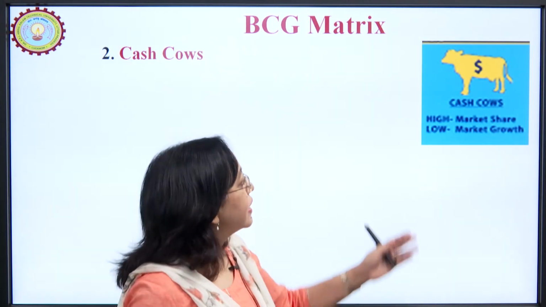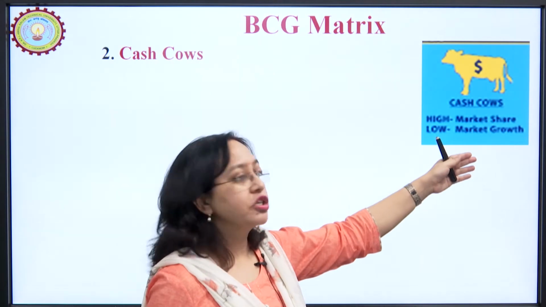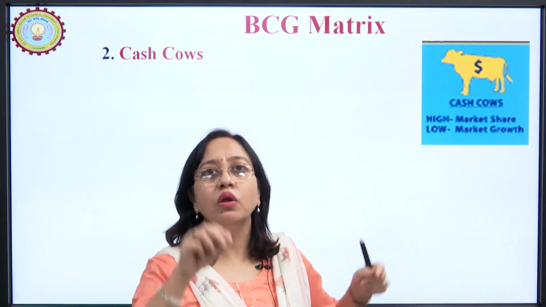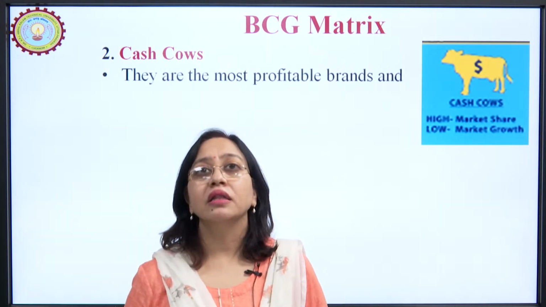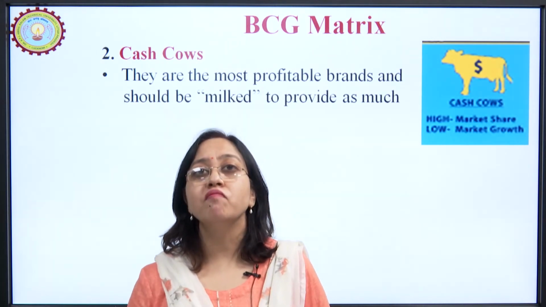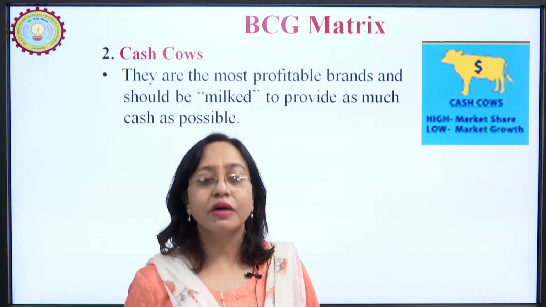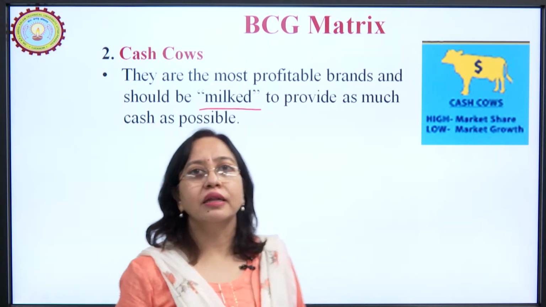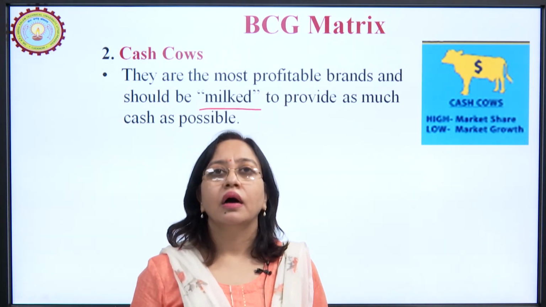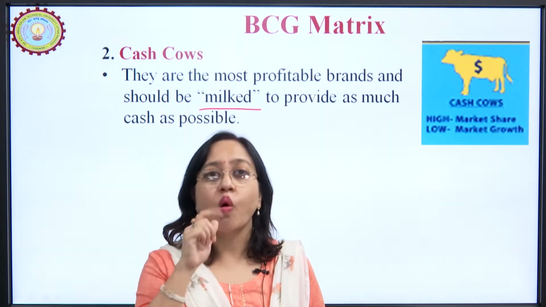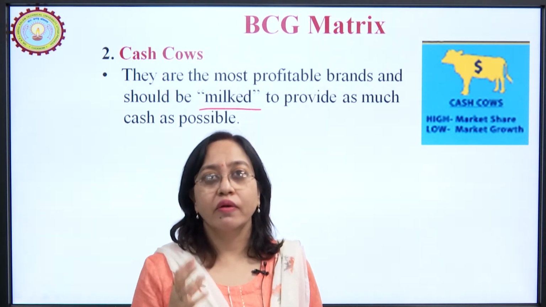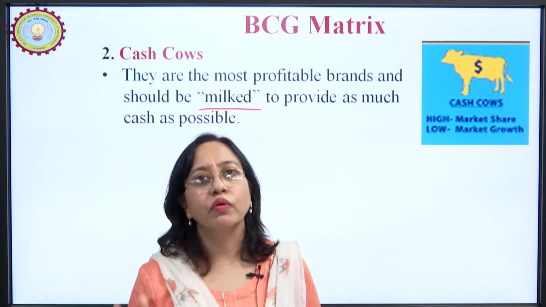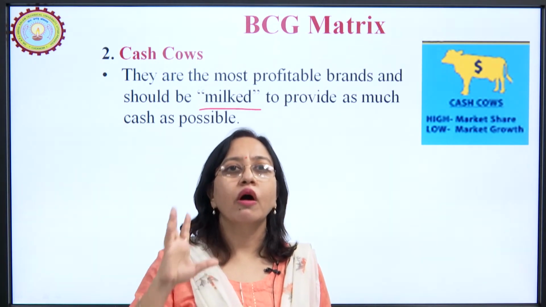So, here you can see that in case of cash cows the market share is high, but the problem is that the market growth rate is low. They are the most profitable brands and should be milked to provide as much cash as possible. You feed the cow fodder not because you basically want to feed it, but because you know that whatever good amount of fodder you give it, it will convert itself into milk, and you are going to get good quality, good quantity of milk out of that.